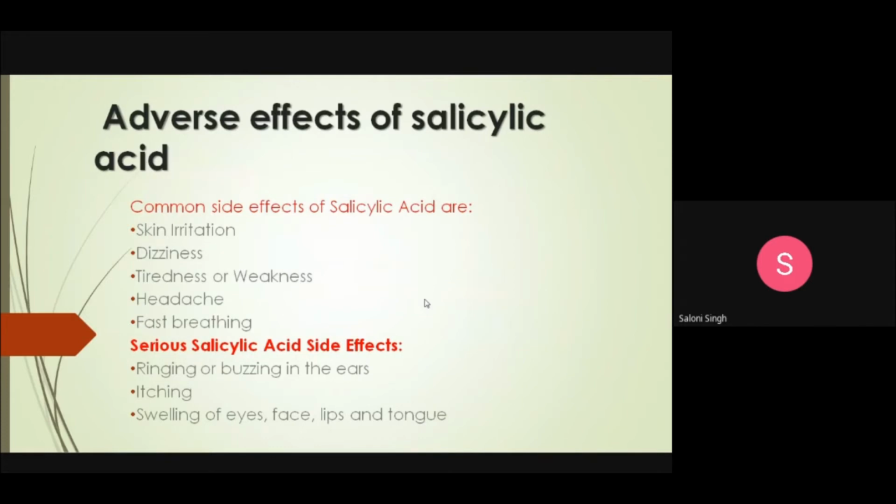Now I have given you an idea about its adverse effects, the side effects. The common side effects of this acid are that it will irritate your skin, and you will have dizziness, laziness, a feeling like your head is moving in a circular motion, tiredness or weakness, and headache if you don't use it with proper guidance. Whatever dose is given, if you use it more or less, it will give you this kind of effect.